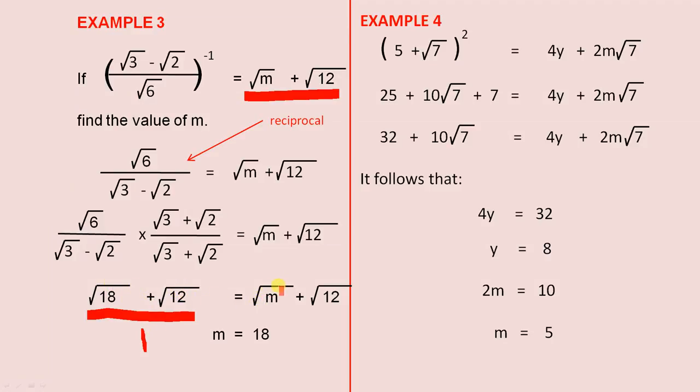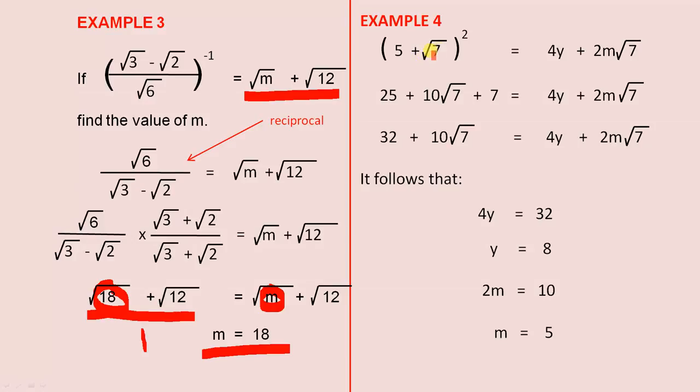Now if that equals the square root of m plus the square root of 12, that means m must equal 18. See, because we're equating that number there with the m. So m equals 18. Example 4.